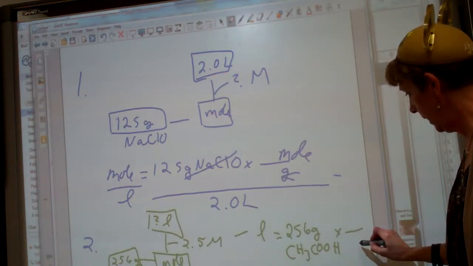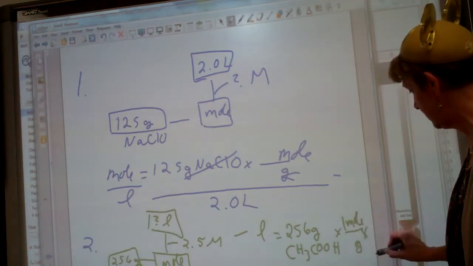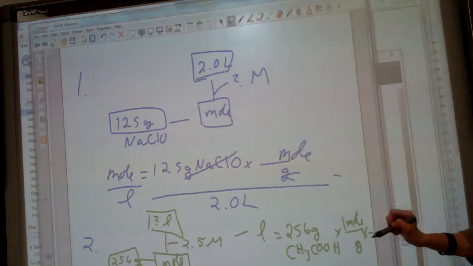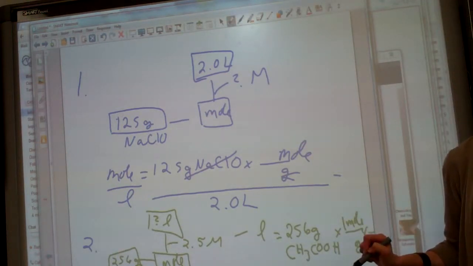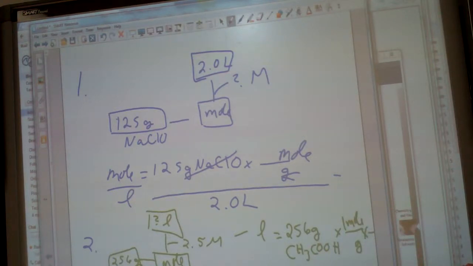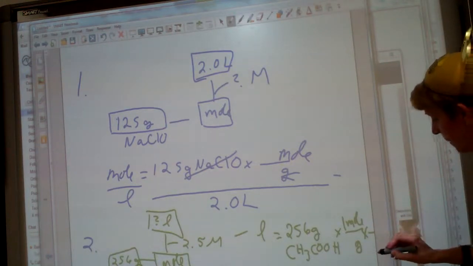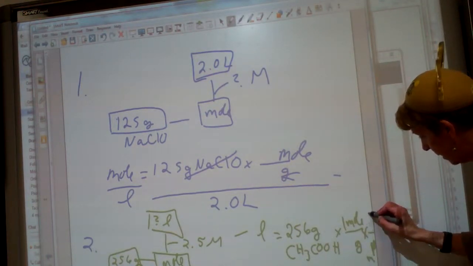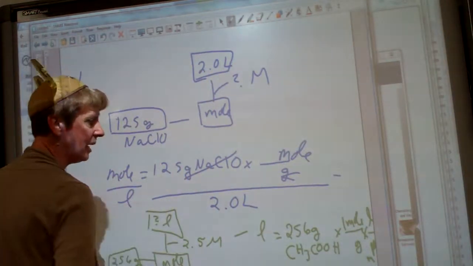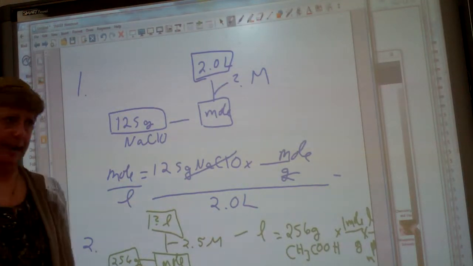Now, grams got to go on the bottom, moles on the top. This is where the whiteboard lets me down here. Is my next conversion factor. Where do moles go, Nate? Where do moles go? Moles are in the top here. I need to get to liters. They got to go on the bottom. So moles go on the bottom, liters on the top. Wow, am I messy. Okay? And so, where does the 2.5 go? It goes on the bottom.